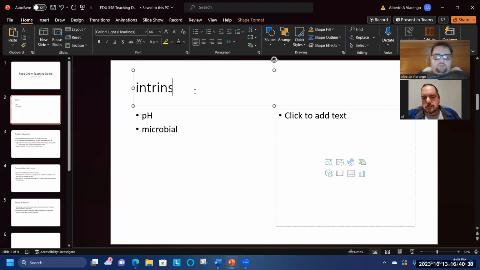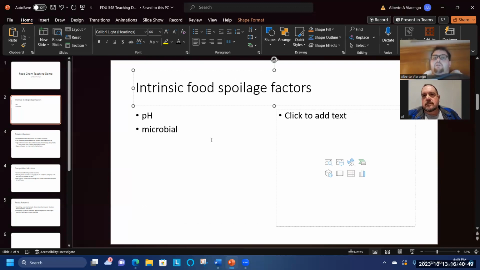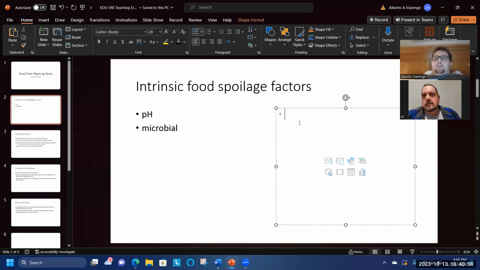Intrinsic food spoilage factors. That is the topic of today's lesson. Now, if you had listed some extrinsic ones, which we'll cover in the next topic, I would have listed them here, but on the right side of the slide. But it's okay; it doesn't matter. We're doing intrinsic today.